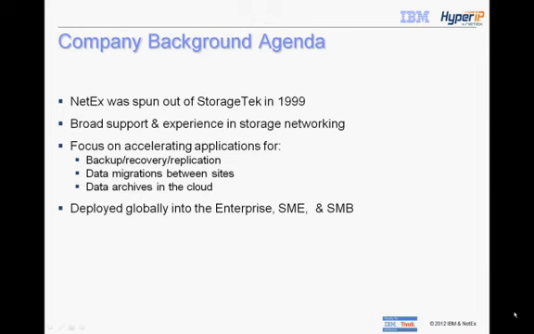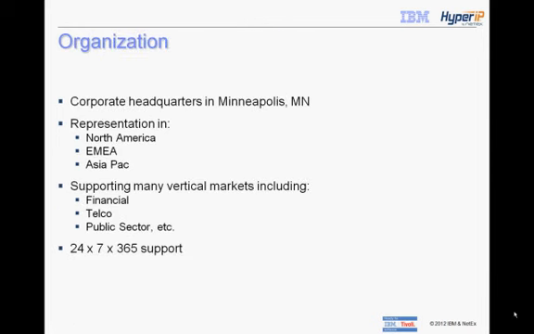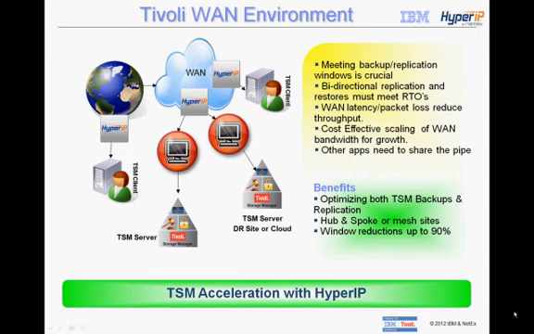Our corporate offices are located just outside of Minneapolis, Minnesota. We have channel managers that basically handle North America, Europe and the Middle East and Africa, as well as Asia Pac. And we are strictly a channel model, so resellers and business partners from IBM can source HyperIP for TSM applications or IBM apps that need to be accelerated over the WAN. We're a 24/7, 365 support shop, and we're there to help you with HyperIP.